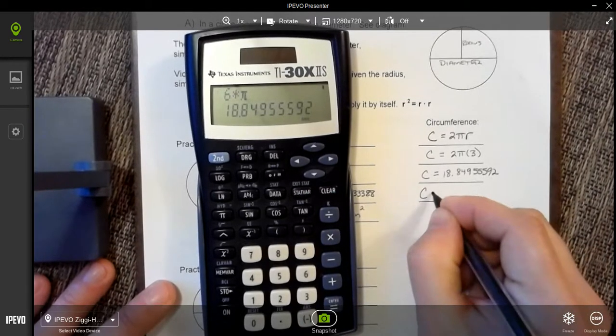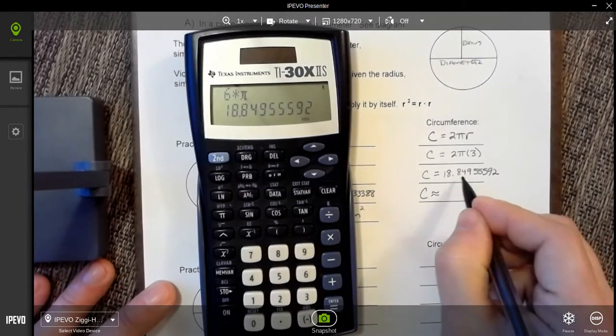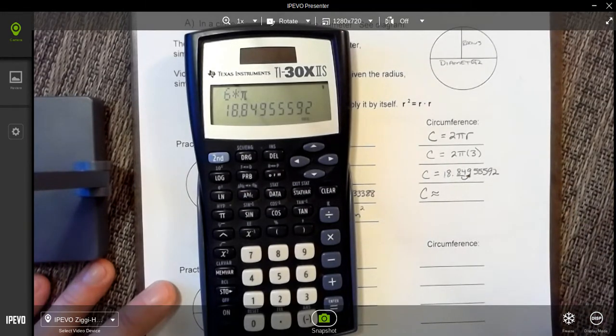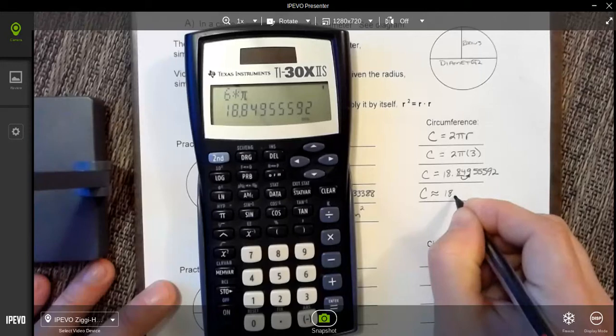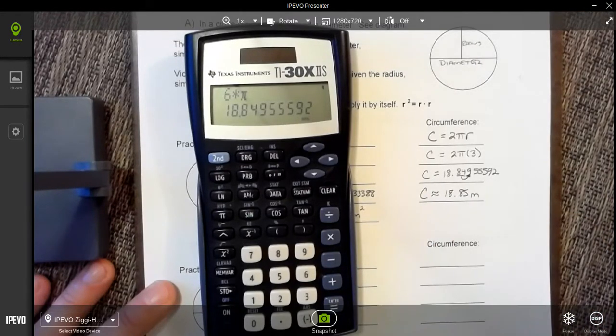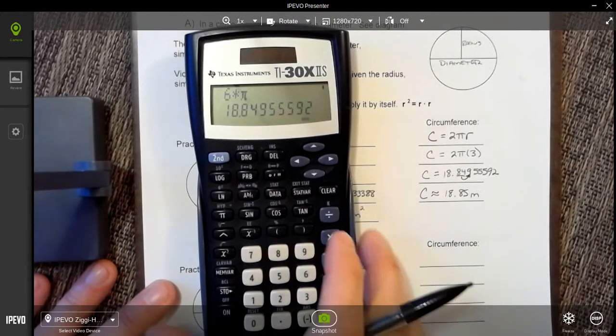So I'm going to say that the circumference is approximately, and it looks like 84 hundredths. That 9 in the thousandths place, though, is going to round us up. And so we're going to have 18.85. And the units here, again, are just meters. We do not square with circumference. You only square the units when you're working with area.